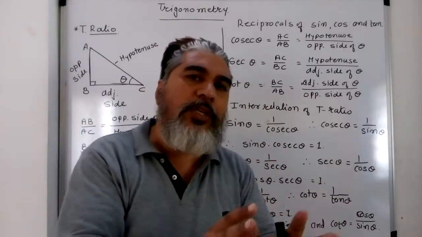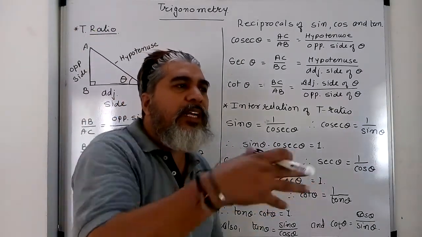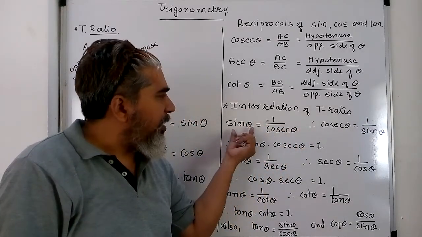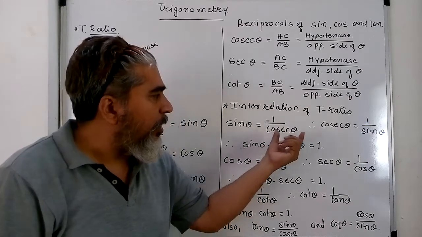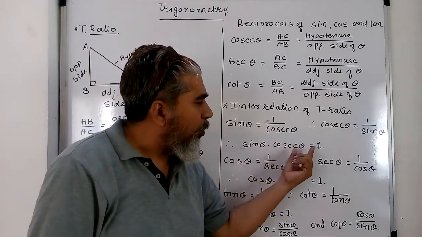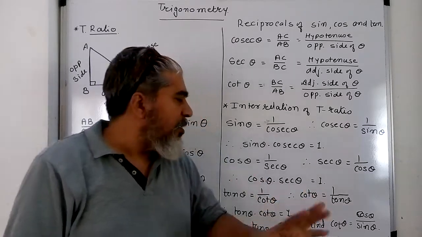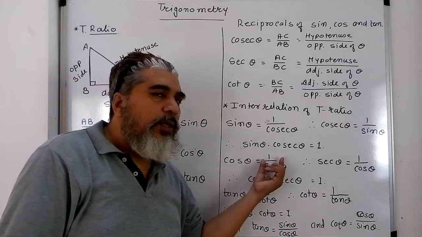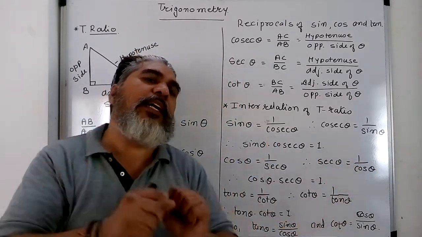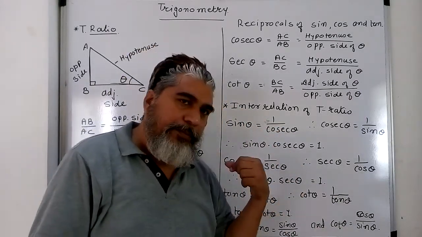These are the 6 ratios of trigonometry. Now, how they are interrelated to each other, that relation is defined here. Sin theta is 1 upon cosec theta, so cosec theta is equal to 1 upon sin theta. If you cross multiply, then sin theta into cosec theta is 1. So sin theta and cosec theta are reciprocals of each other. Similarly, cos theta is equal to 1 upon sec theta, and sec theta is equal to 1 upon cos theta. So cos theta and sec theta are reciprocals of each other, and their product is equal to 1.